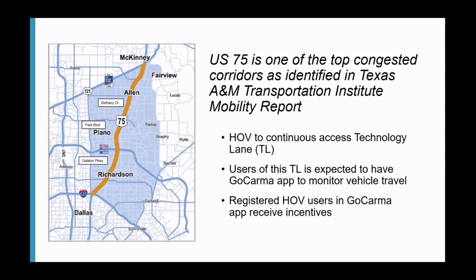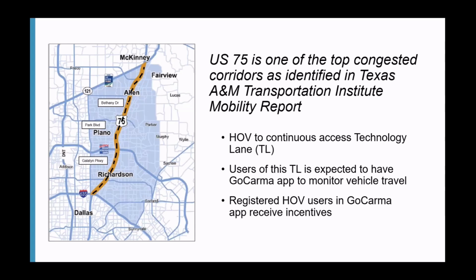So now, Ami, you'll take us through the problem definition and some of the methodology. Thank you, Matt. Moving on to the problem definition. US 75 is one of the top congested corridors as identified in the Texas A&M Transportation Institute Mobility Report. Like Matt mentioned, it's currently an HOV lane, a limited access HOV lane, which is separated by pylons from the GP lane, extending from 635 to Galatyn Parkway and Park Boulevard to Bethany Drive.